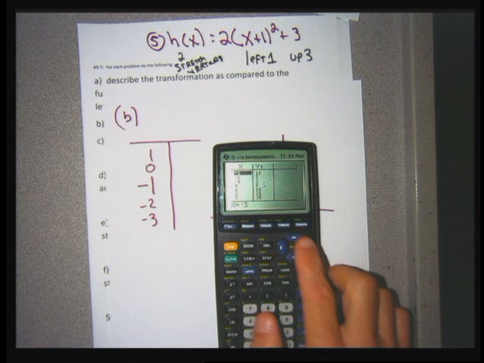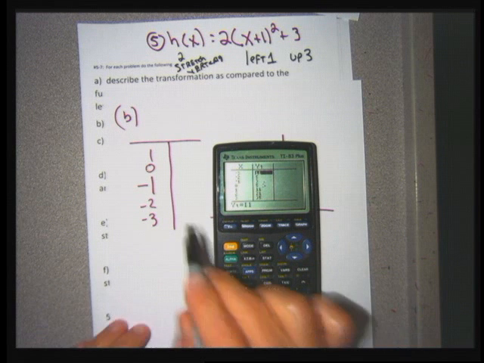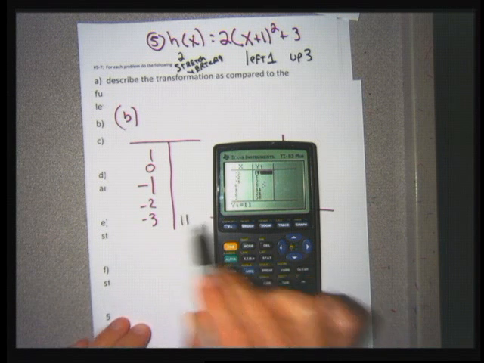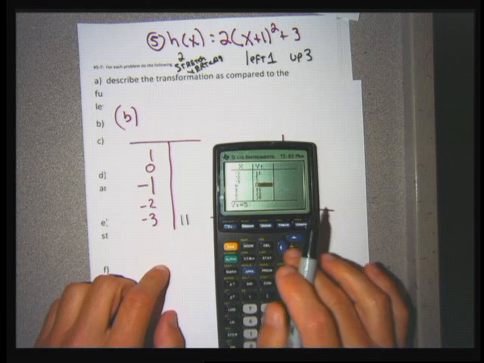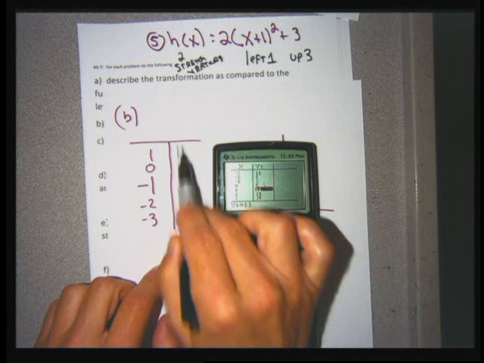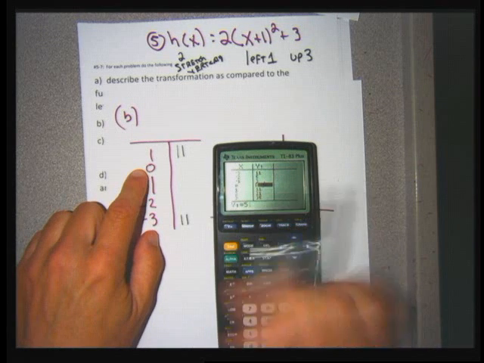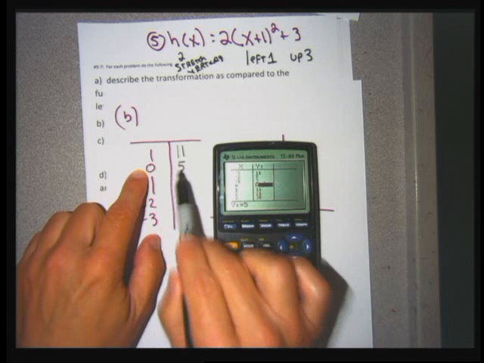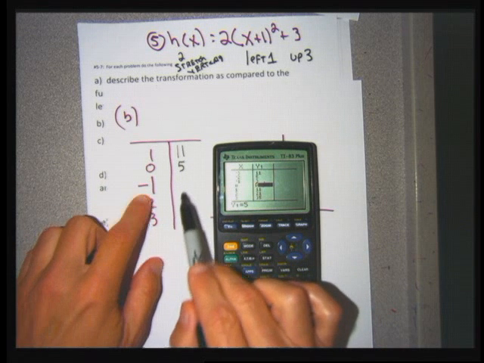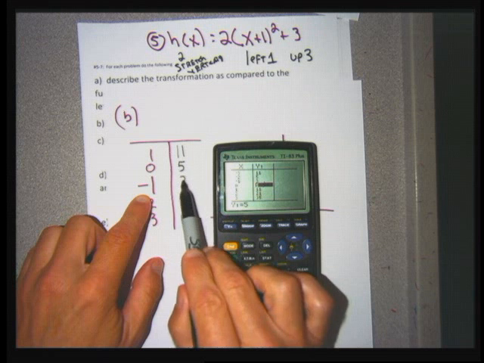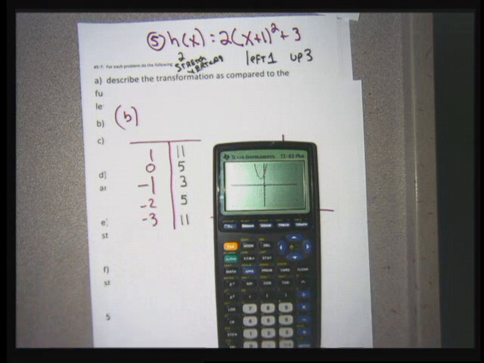Very specifically, next to the -3, I'm going to type 11. Next to the positive 1, I'm going to write 11. Next to the 0, I'm going to write 5. Next to the -2, I'm going to write 5. Next to the -1, I'm going to write 3. My graph is going to look like that.